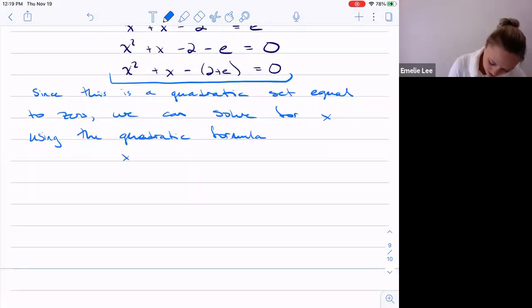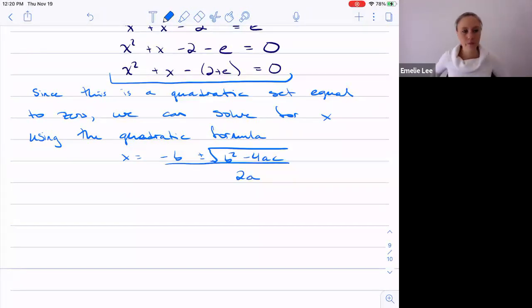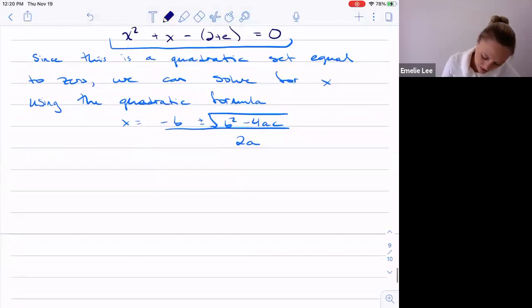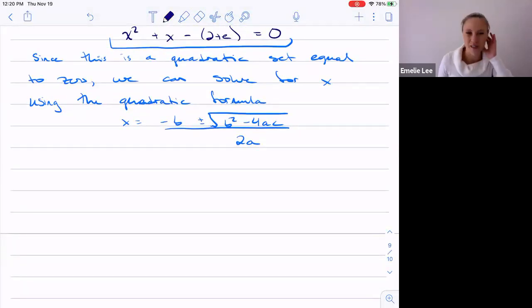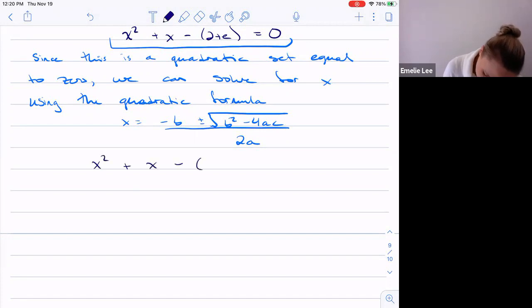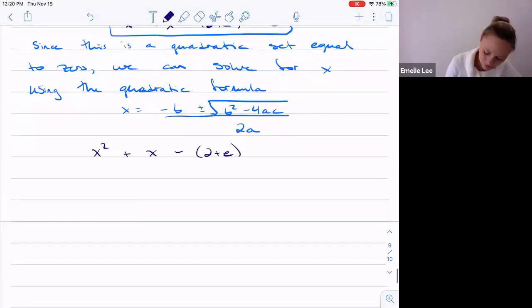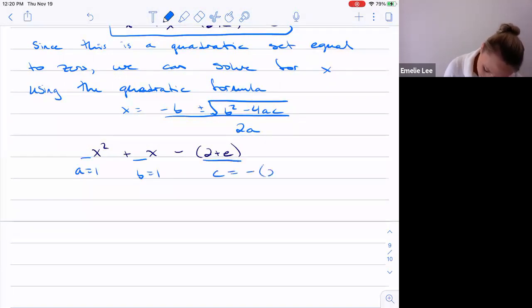Right, which is x is equal to negative b plus minus the root of b squared minus 4ac over 2a. Where c, in this case, is 2 plus e. Okay. All right. This one's a little bit nasty, but it's okay. We can do it. So we have x squared plus x minus 2 plus e. A is 1, b is 1, and c is negative 2 plus e.